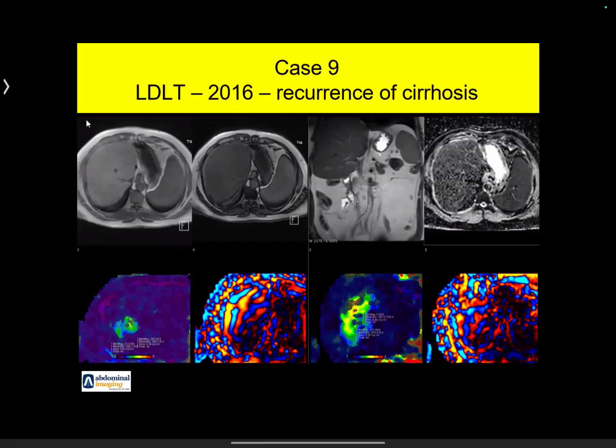This is an unfortunate patient who had a live liver donor transplantation in 2016. I don't remember exactly, this may be like 5 or 6 years later. The cause which was initially present, maybe it was diabetic fat or hepatitis, whatever, this patient developed cirrhosis in the donated liver also.